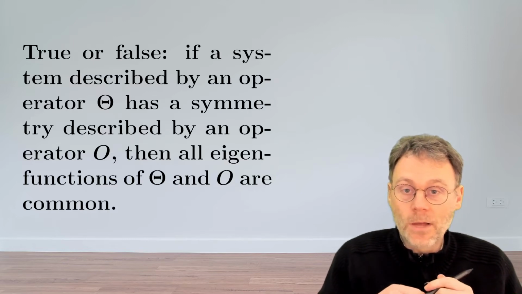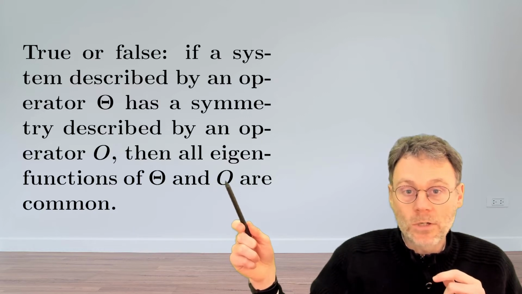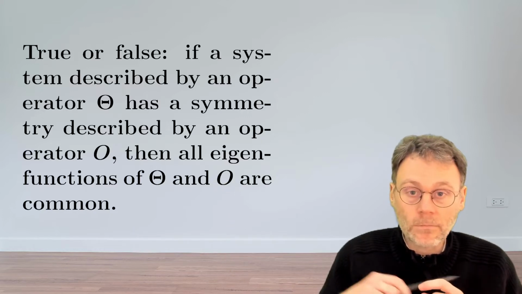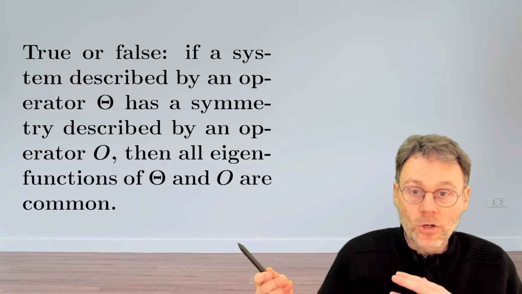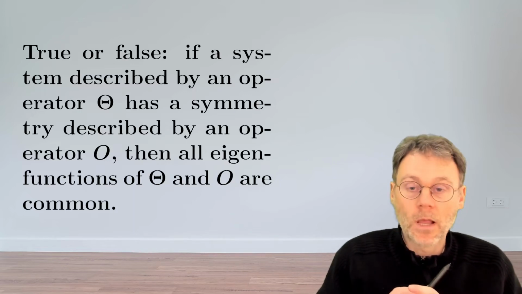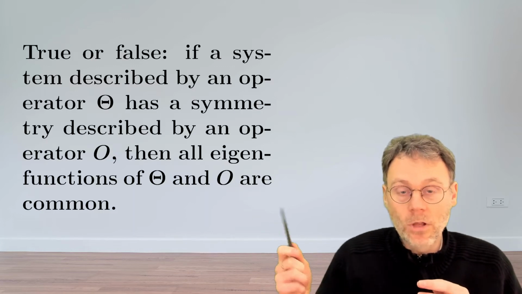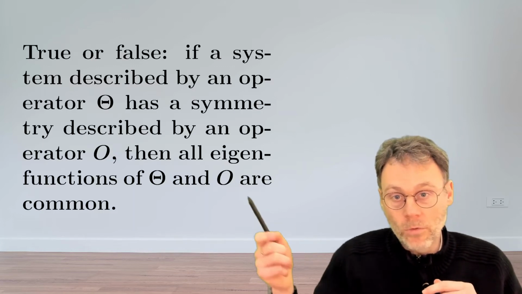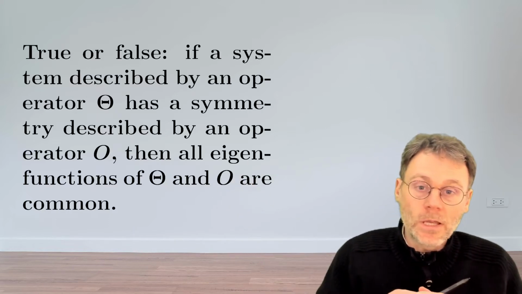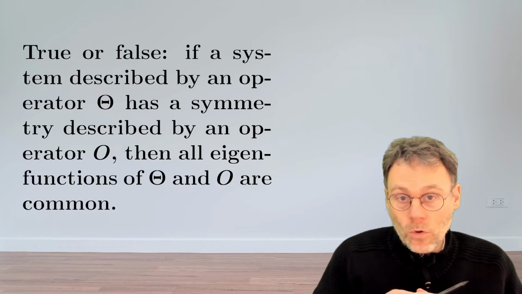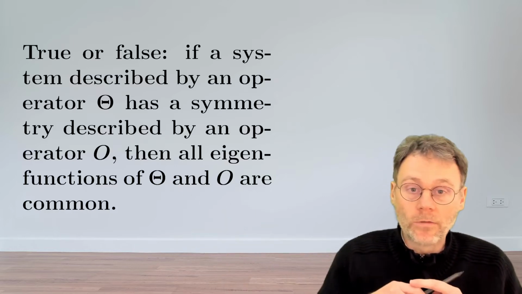Let's focus, for example, on the example where O is the operator describing inversion symmetry. So an eigenfunction of that operator would be any even function or any odd function. And obviously, just because you have an arbitrary even function or an arbitrary odd function, which would be an eigenfunction of O, that doesn't mean such an arbitrary even or odd function would also satisfy Maxwell's equations and therefore be an eigenfunction of the theta operator.